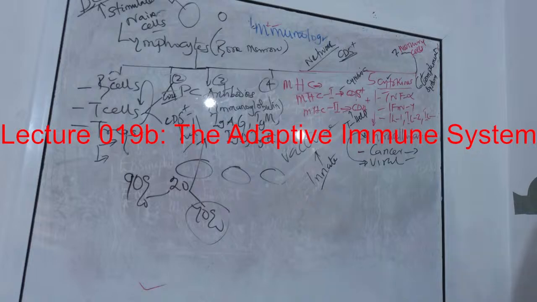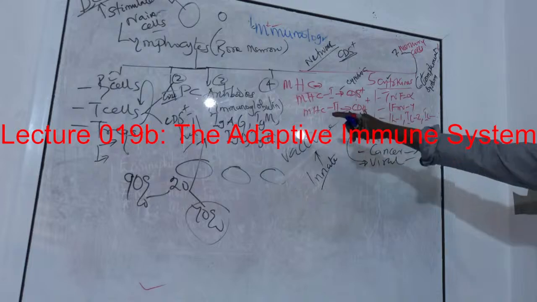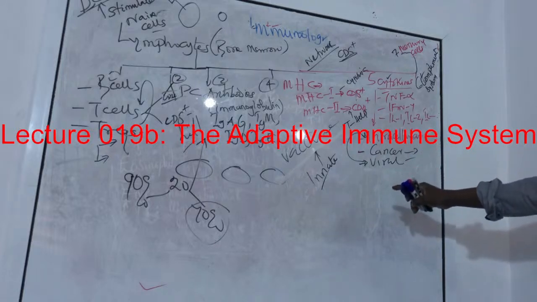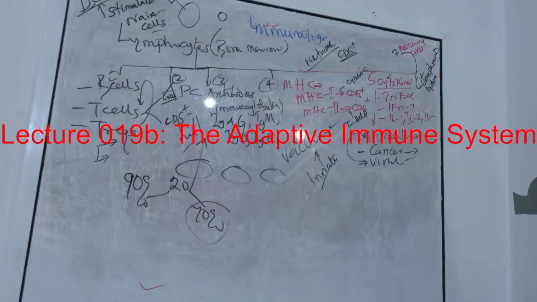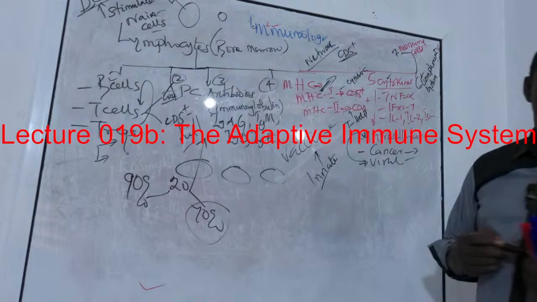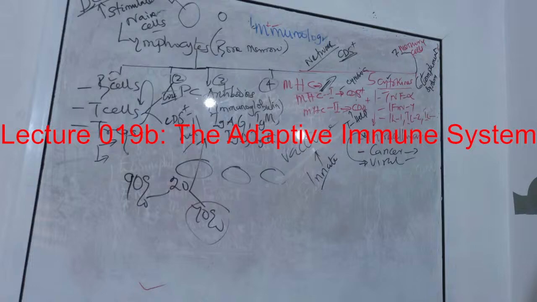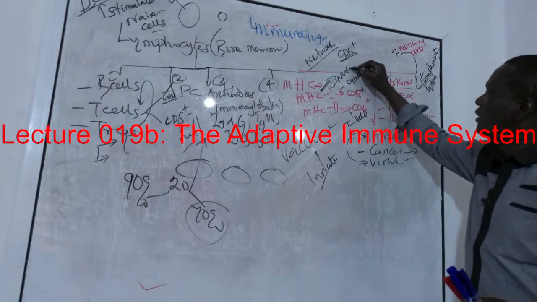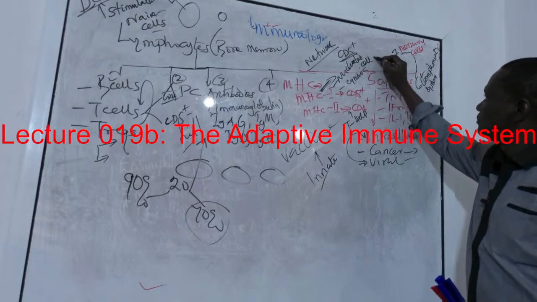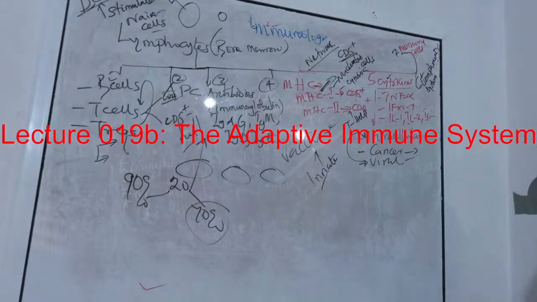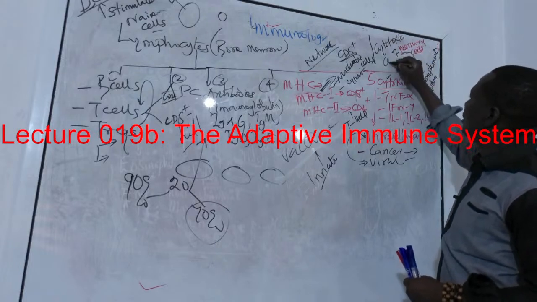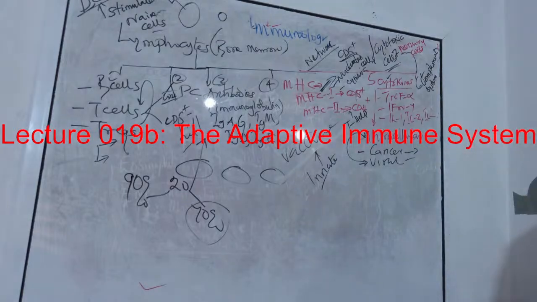So the major histocompatibility complex is a very important part of the antigen presenting cell, that is the adaptive immune system. MHC class 1 is present on all nucleated cells. They are found in all nucleated cells, as well as also found in the cytotoxic cells.